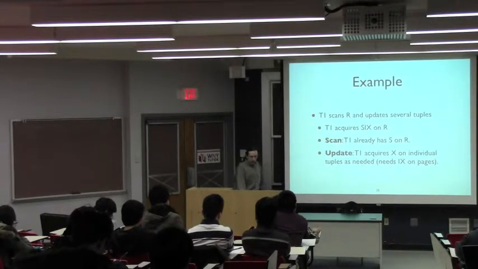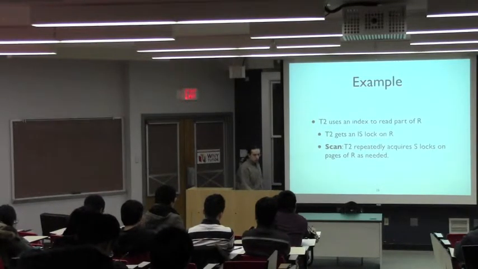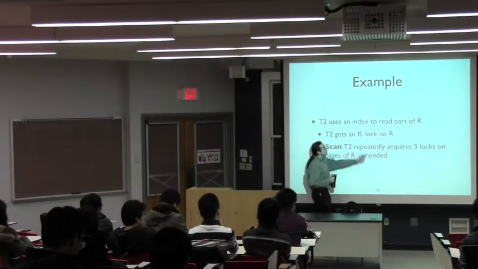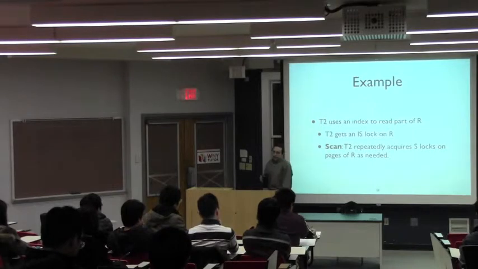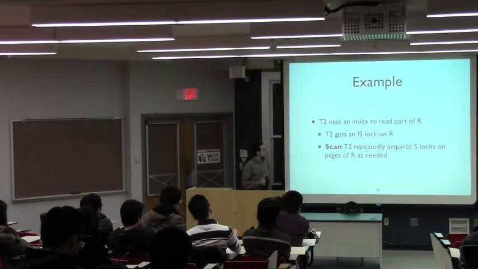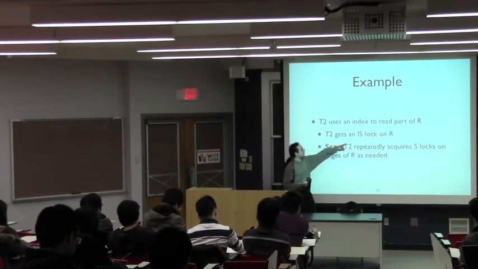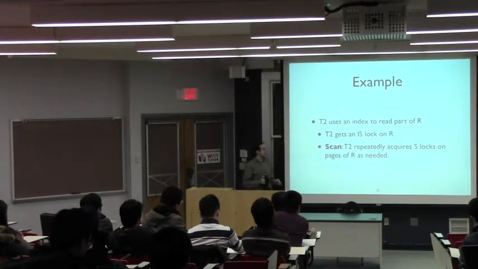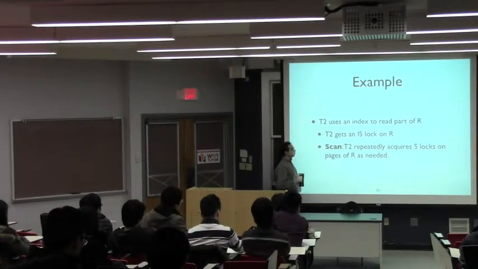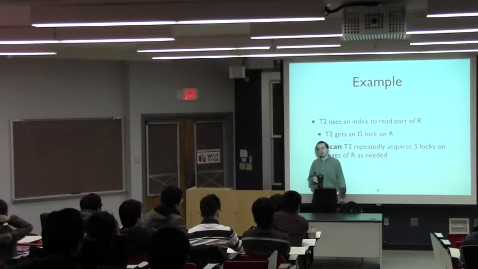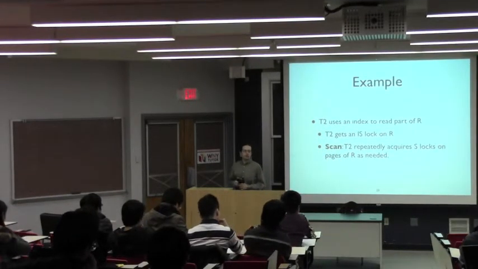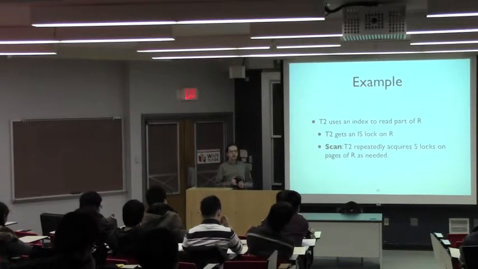Okay. Another example might be that transaction T2 wants to use an index to read some, but not all, of R. So in order to do that, it would first get an intent to share lock on R. And then as it's using the index to scan through the parts of R that it's interested in, it will repeatedly acquire share locks on the specific pages that are of interest. Does that make sense?